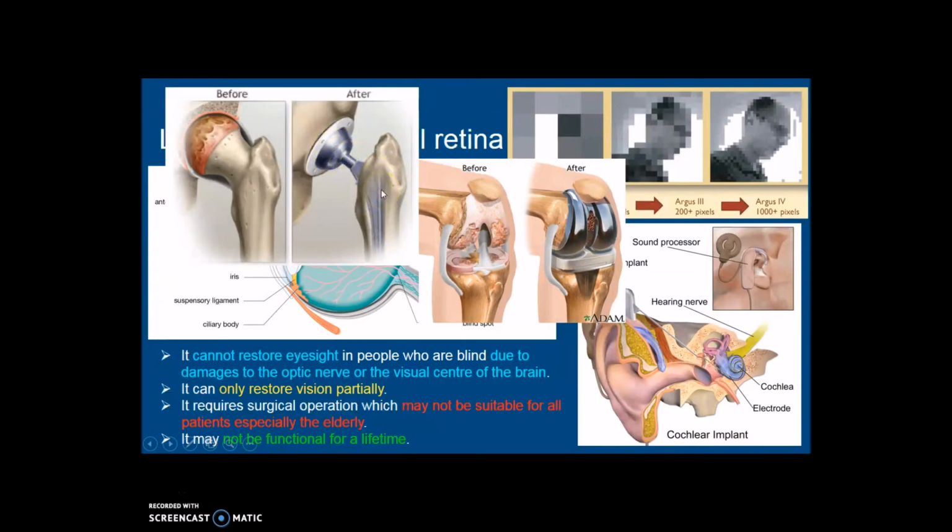During the operation, for example, the joint may not be installed so smoothly or completely. So once the patient starts walking again, this joint may become loose. That's why they need to perform another surgery again and again. So that's the general limitation for the artificial retina or the artificial cochlear implant or even the artificial joint.